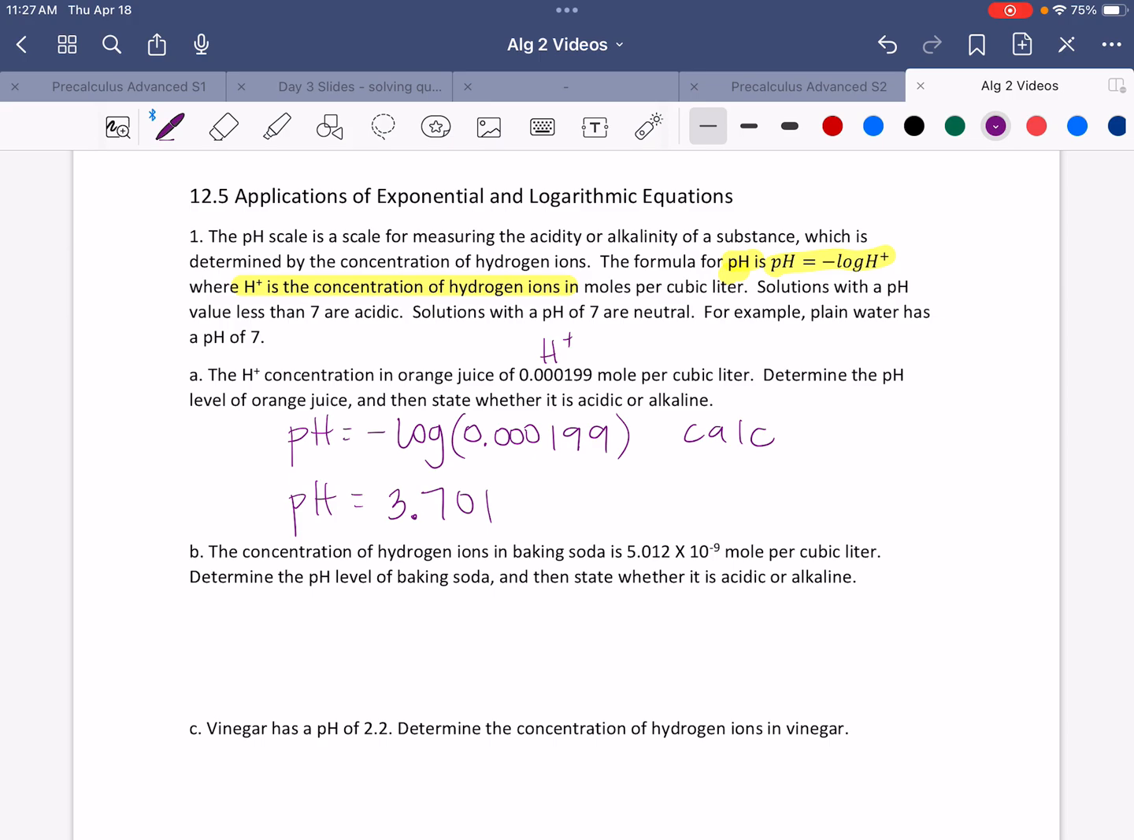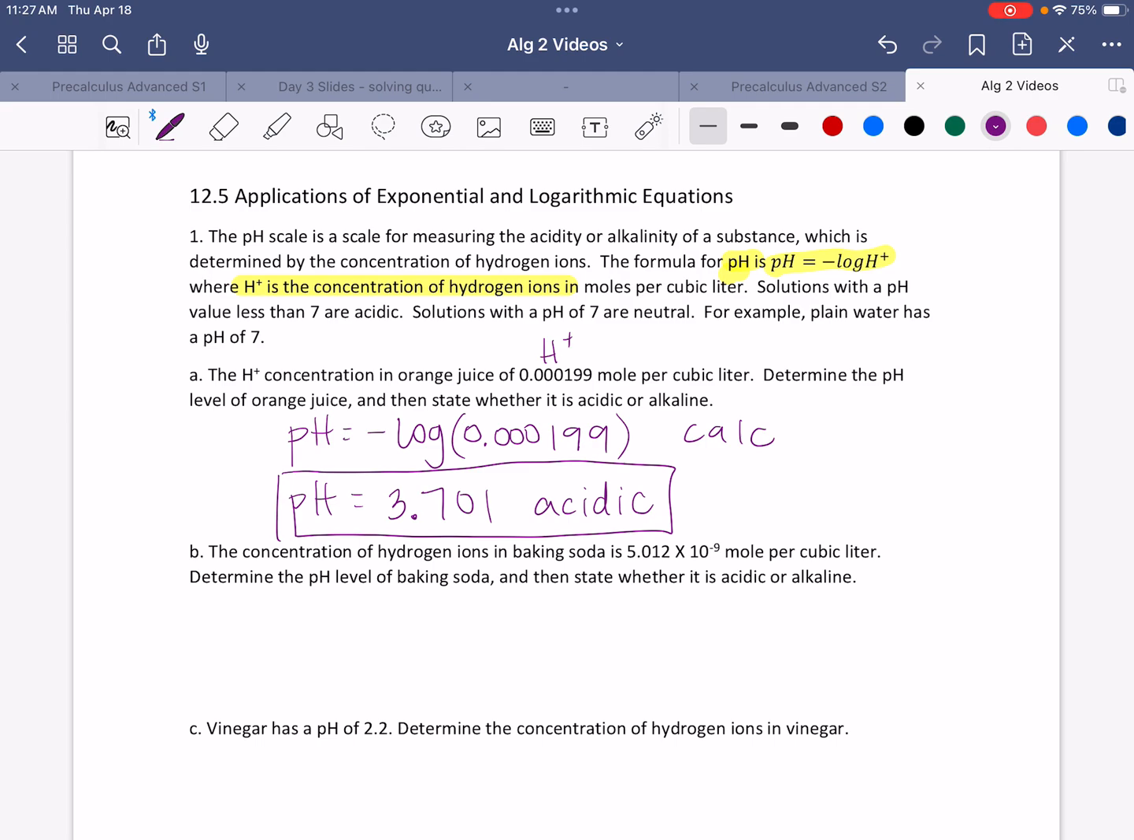And then it said at the end, determine if it's acidic or alkaline. Solutions with a pH less than 7 are acidic. 7 is neutral, and I guess higher than 7 is alkaline. So this is less than 7, so this is acidic. Okay, great. Let's keep going.